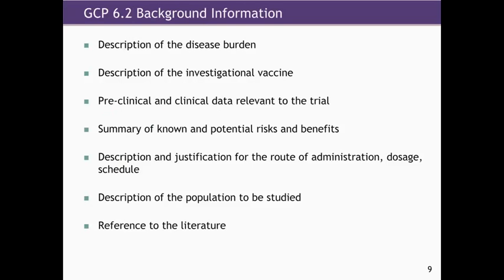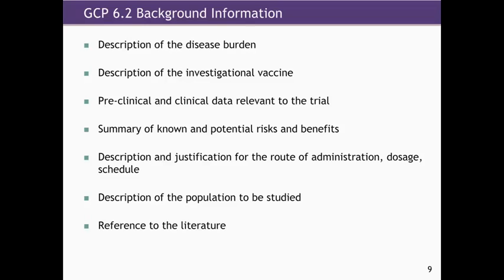So GCP 6.2 is the background section. In order to propose an investigational vaccine trial, you have to provide information on the existing knowledge of the burden of disease the vaccine is targeted against, and currently available therapeutic and/or preventive interventions that exist. It has to include information about the specific investigational vaccine that you're studying and the potential impact of the investigational vaccine on that disease burden.